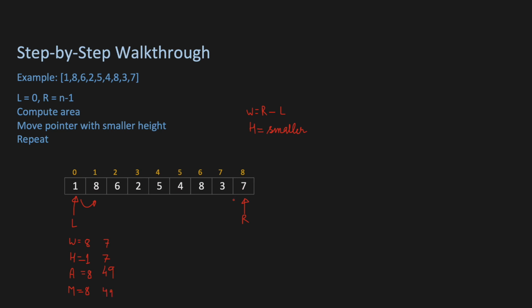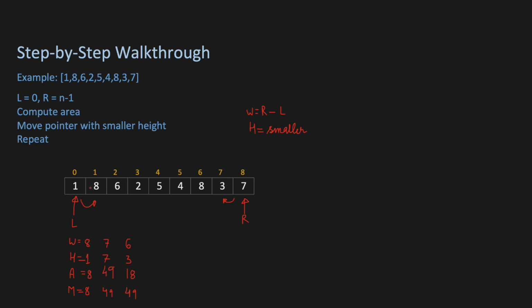Now we will move the pointer with the smaller height. So R will be updated to index 7. We'll again calculate: width will be 7 minus 1, 6. Height will be the smaller height, 3. And the area will be 18. And the maximum will be the maximum of the current area and the previous maximum area, 49.